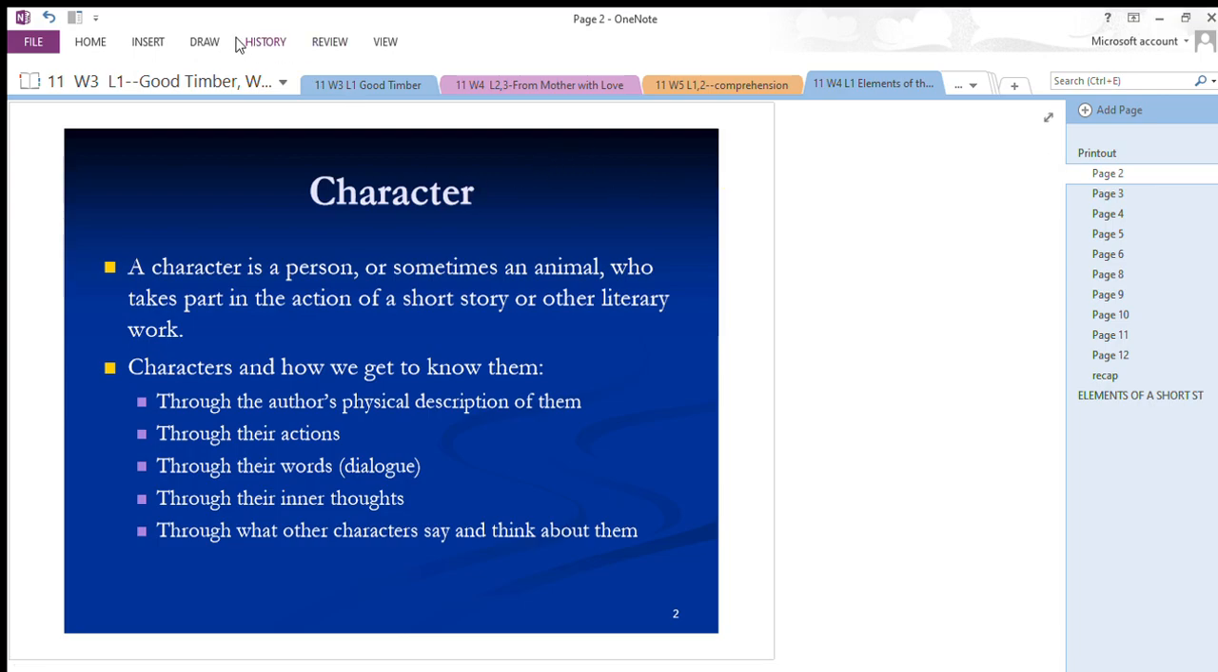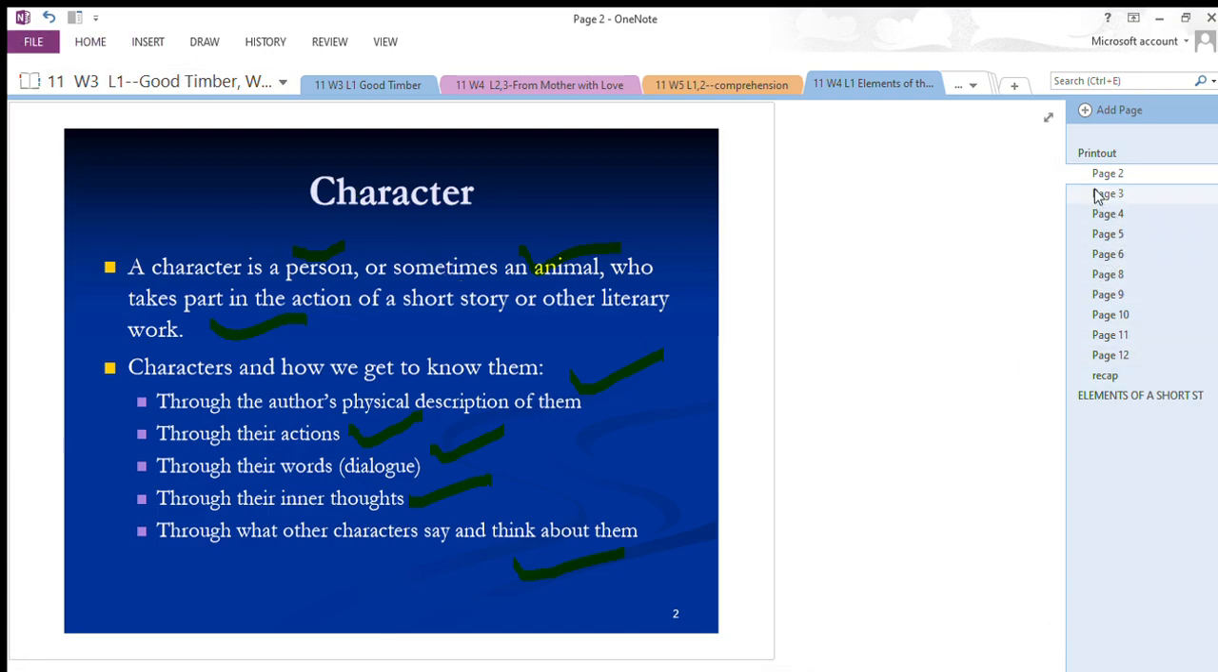To start with, what are characters? A character is a person or sometimes an animal who takes part in the action of a short story or other literary work. We get to know characters through the author's physical description of them, through their actions, through their words or dialogue, through their inner thoughts, and through what other characters say and think about them. So this is all about characters. Characters can be animated, characters can be real.